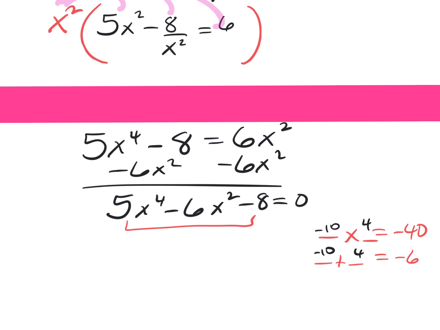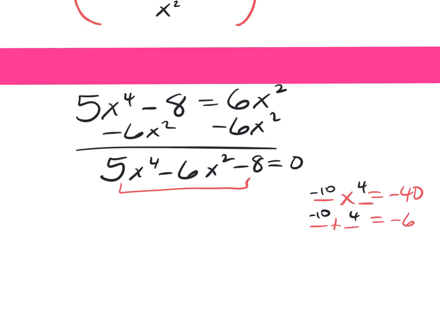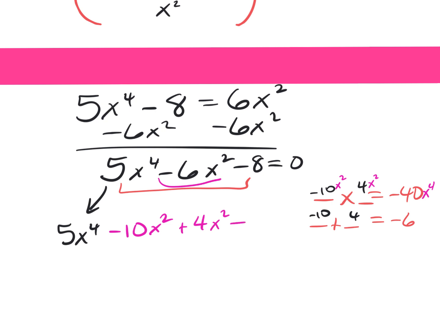Now, if you'd rather guess and test, you can, but I'm going to do grouping. So I'm going to rewrite the first term. I'm replacing this negative 6x squared with the 2 factors I just found. So I'll go ahead and put in the negative 10x squared. These are going to have x squareds with them because I'm trying to get x to the 4th. And then positive 4x squared. And then the minus 8 from the original equals 0.